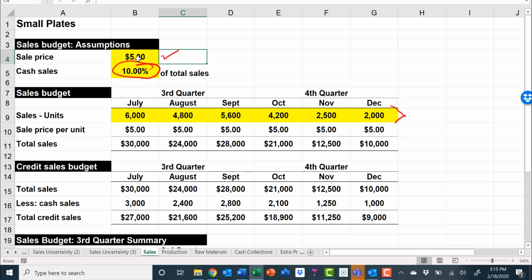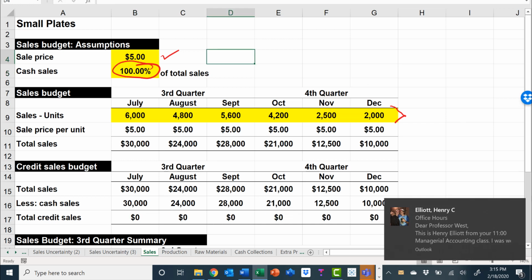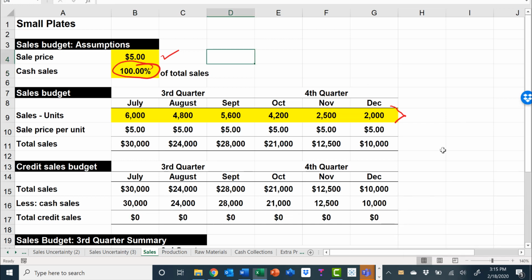Yes. So sale price and volume or units, we have to kind of give you in terms of any problems that we would ask you to do. But one of the other ones that I think is perhaps underappreciated is this idea of cash sales. And so let's talk about that just for a minute. So what happens if everything is a cash sale? Is that more or less risky? Certainly less risky. Cash is king.